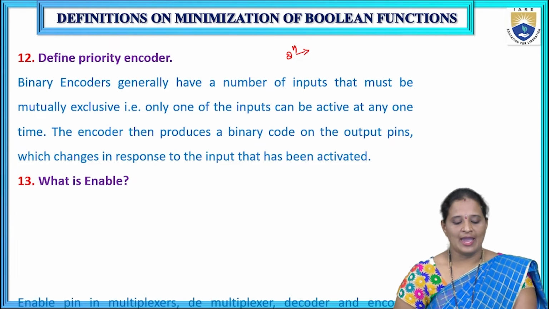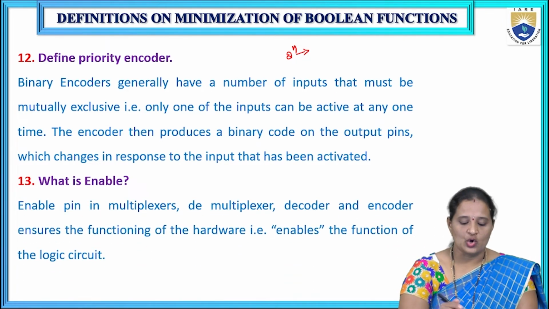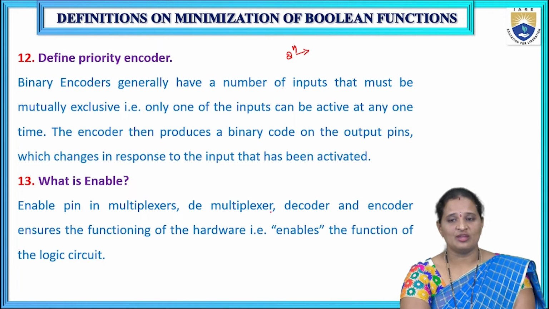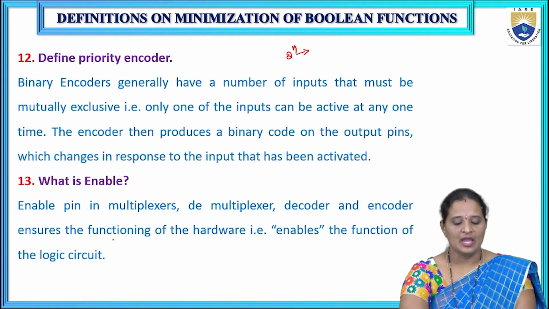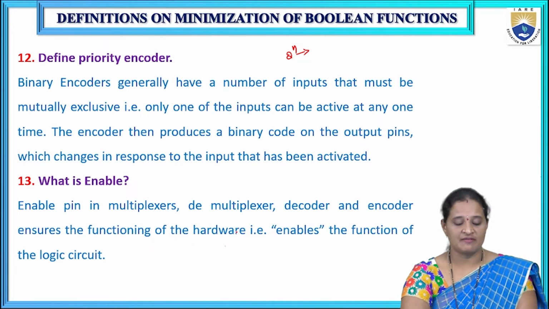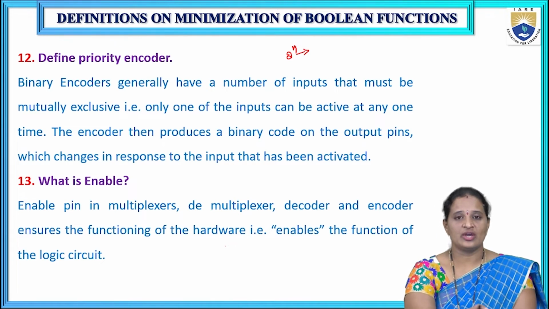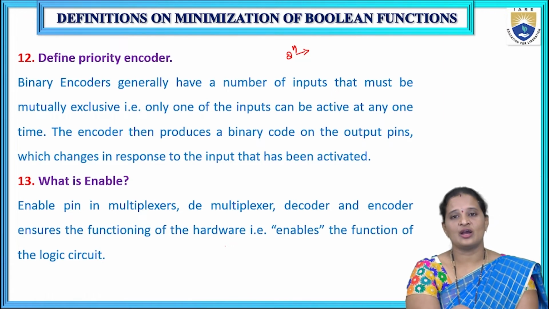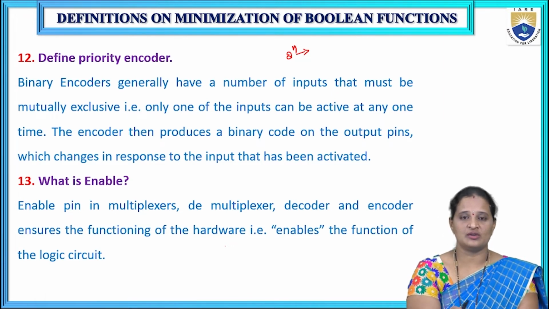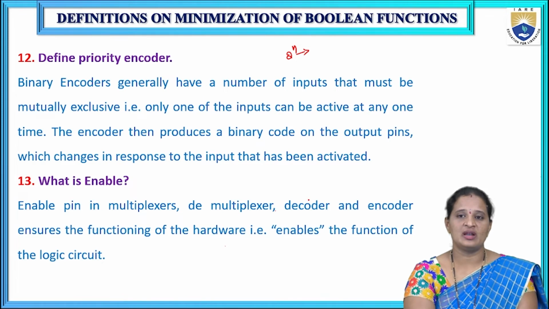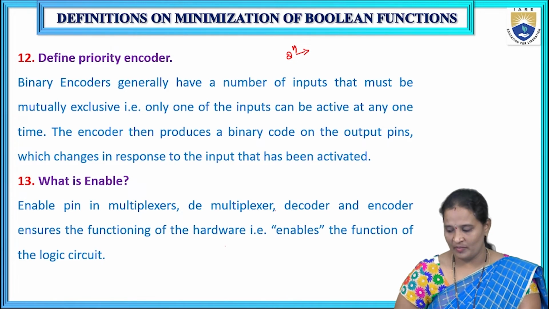Now coming to the enable input. What is enable input? The enable pin in a multiplexer, demultiplexer, decoder and encoder ensures the functioning of the hardware, that is, it enables the function of the logic circuit. So enable input is an extra input or extra control signal which is given to a combinational logic circuit such as a multiplexer, demultiplexer, encoder and decoder, such that the functioning of the hardware is enabled. That means when the circuit is enabled, then it can perform its operation.